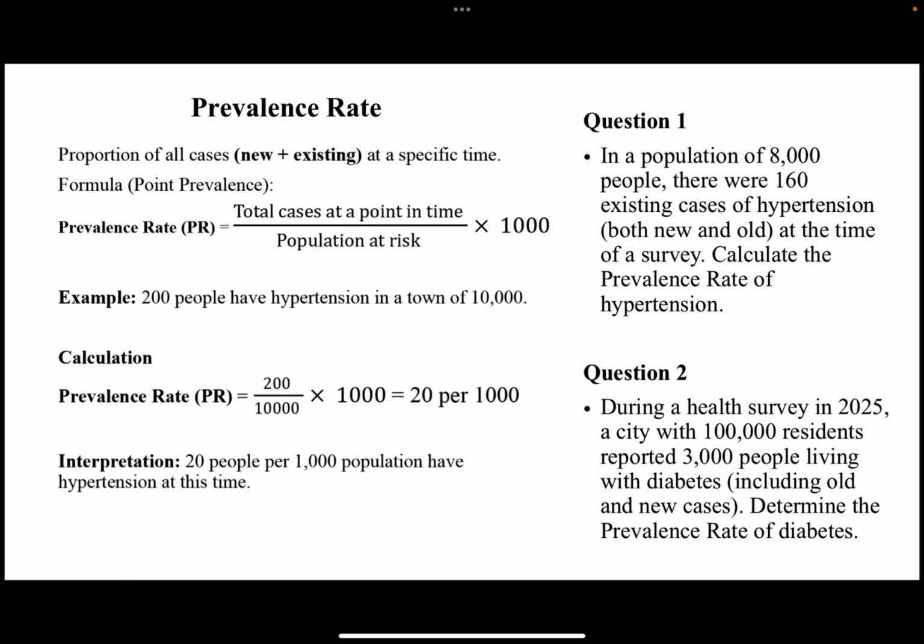So in your calculation, your numerator is going to be the 3,000, your denominator is going to be the 100,000. Then you multiply by 1,000 because we are doing prevalence or morbidity rate. So 3,000 over 100,000, then you multiply by 1,000. Then the answer, you express it per 1,000. For example, the prevalence that we had was 20, so 20 people per 1,000 per year. That means that if you take any 1,000 people from the population, 20 of them are likely to have hypertension. That is the meaning.